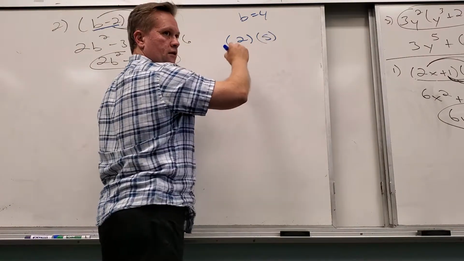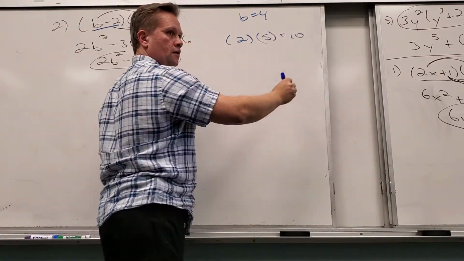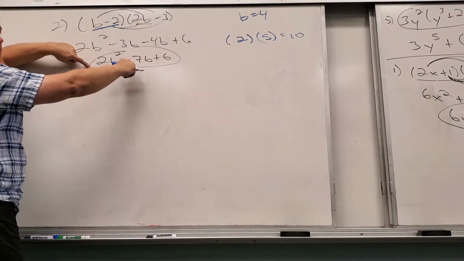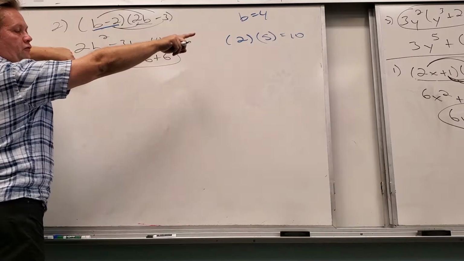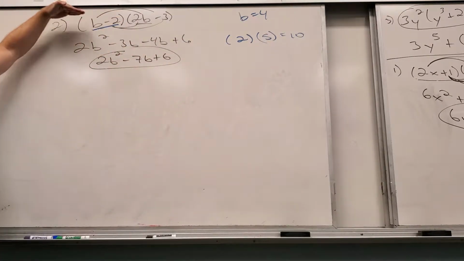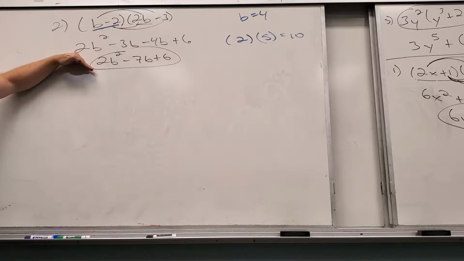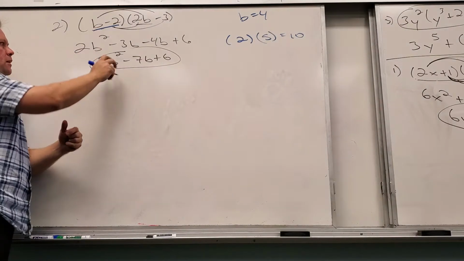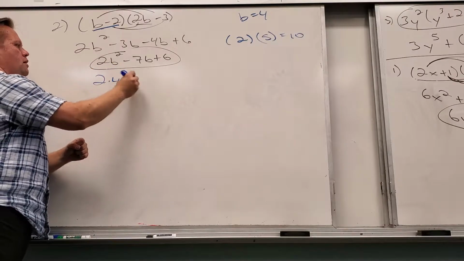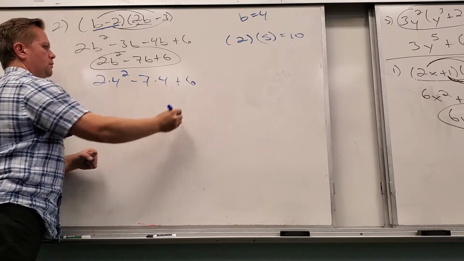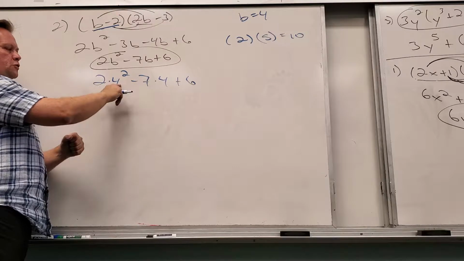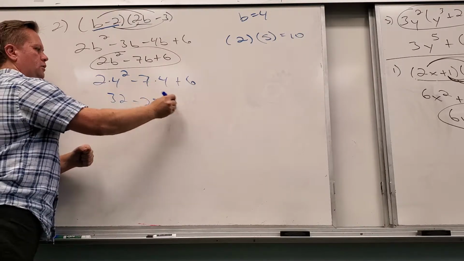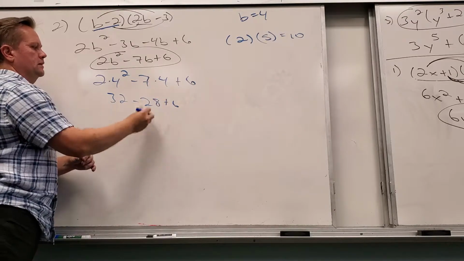You guys see that? And 2 times 5 is 10. Didn't we say right here that this multiplies to be this? So if I make B 4 here, it better be 10 or something went wrong, because we're claiming that these are the same. So this is a way to check this if you wanted to. If you make B 4 here, it'd be 2 times 4 squared minus 7 times 4 plus 6. 4 squared is 16, twice is 32, minus 28 plus 6. 32 minus 28 is 4 plus 6 is 10.